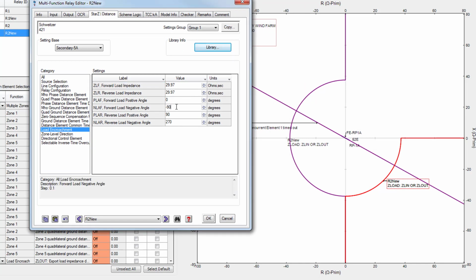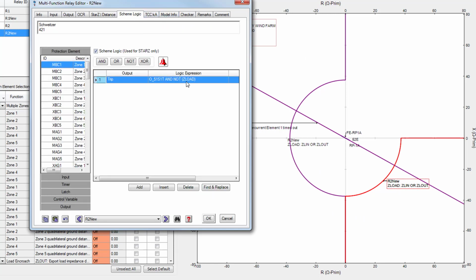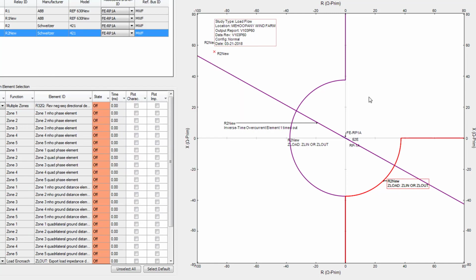So we are going from 0 to minus 90 on this side, and we are also blocking 90 to 270. In this case, we have put a logic together that the 51 relay is going to trip if it is not picked up by the load encroachment. So if the fault seen impedance happens somewhere here or somewhere here, it is going to be blocked by the load encroachment.